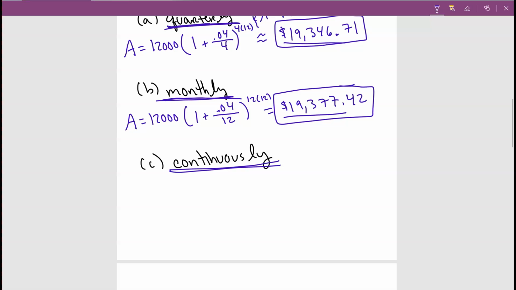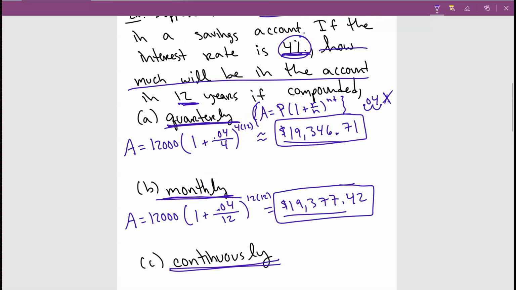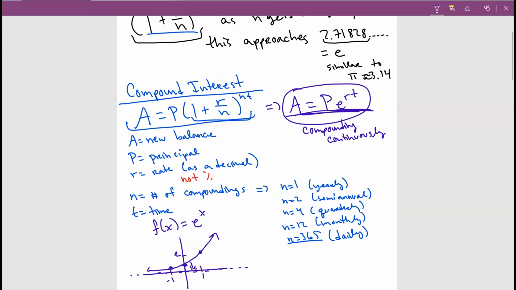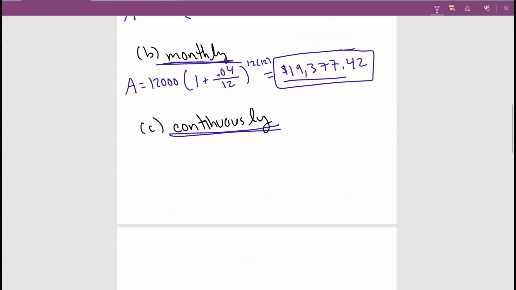Because it's continuously compounded, we're not going to use this formula. We're going to use the Pert formula. A equals Pert. That helps you remember it. A equals P-e-r-t. So this is going to be 12,000 times e to the power of 0.04, and then t is 12.